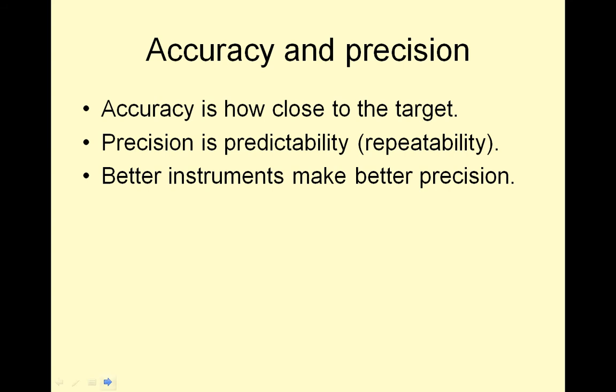Accuracy and precision. Accuracy is how close you are to the target. Precision is predictability, repeatability. Better instruments make better precision. You see this with bullseye things all the time. So if I'm shooting targets and I go, bang, that's an accurate shot. But if I have a cluster of shots right here, this is predictable, right? So this is precise. Because if I am going to aim at the bullseye again, I'm going to hit this spot. So precision means repeatability or predictability. Accuracy is whether it's on target or not.